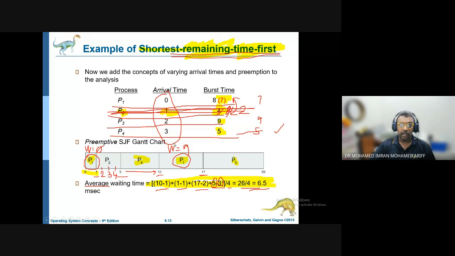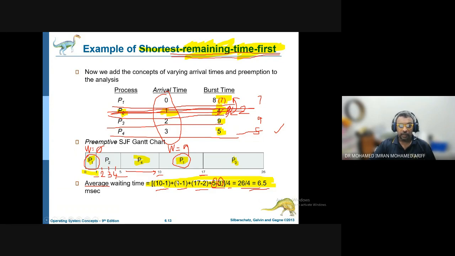Okay, now we calculate the waiting time for each process. For P1, it arrived at 0 and entered at 0, so it does not wait. The waiting time for P1 in this box is 0. Now, between this P1 block and this one, how long has it waited? It has waited 9 seconds. It finished at 1 and resumed at 10, so 10 minus 1, 9 seconds.